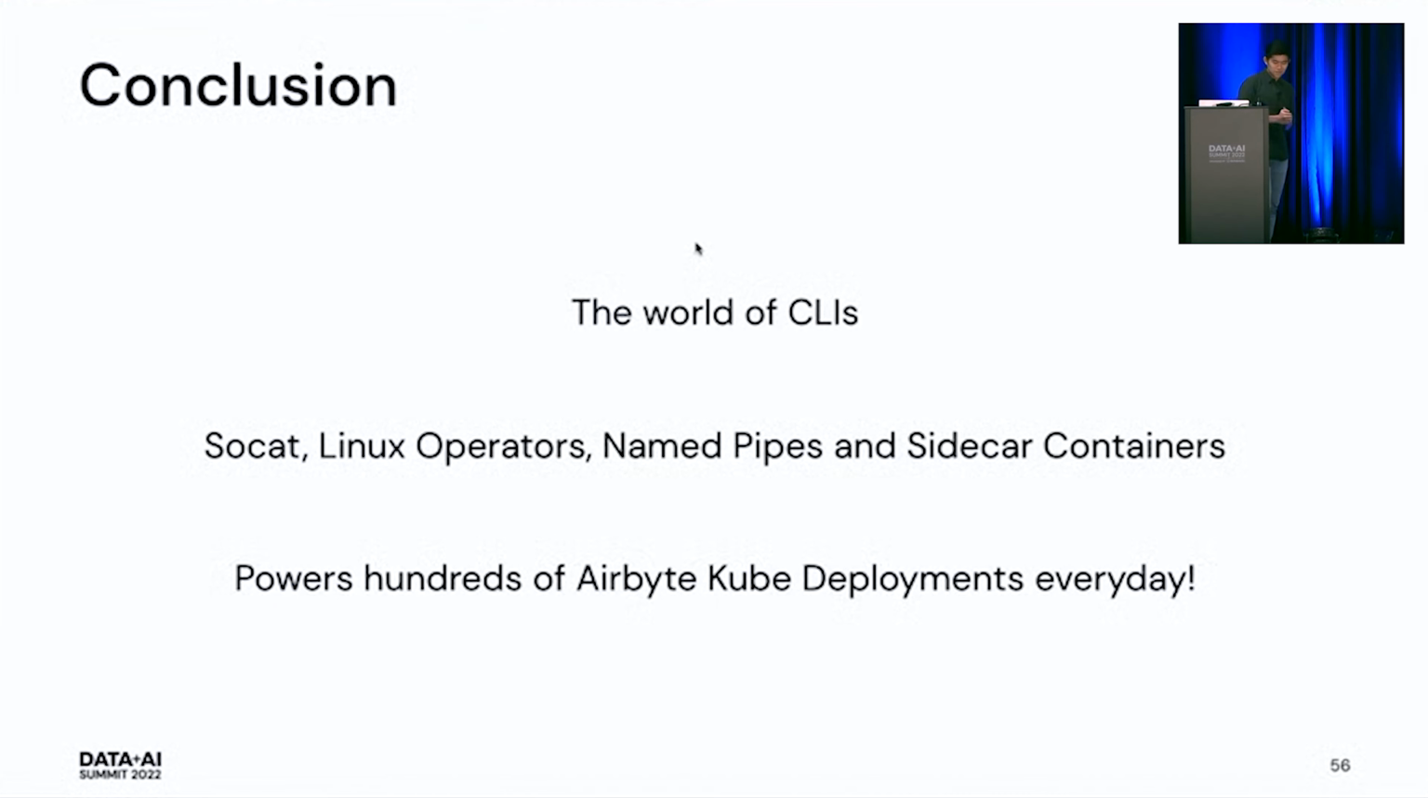All right, so just a quick summary of what we covered today. First, we talked about how you can think about syncing data as composing CLIs, your read CLI, your write CLIs. And then we covered how we can use all these Linux tools and concepts to horizontally scale CLI composition on kube. And this is simple, reliable. It powers hundreds of Airbyte kube deployments every day. Airbyte Cloud runs on this, and we run at least 1,000 jobs a day today. And it works great.